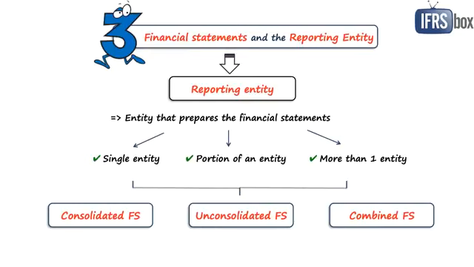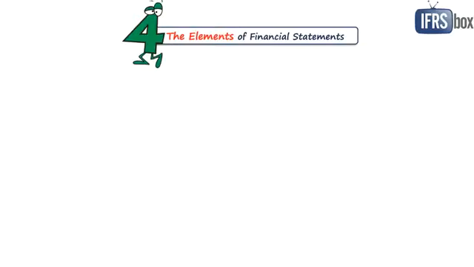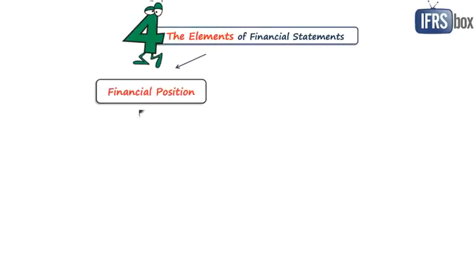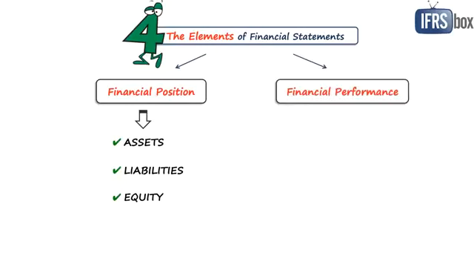Chapter 4 is about elements of the financial statements, and they can relate to the financial position. Here we have assets, liabilities, and equity. And other elements relate to financial performance, and these are income and expenses. And then the framework defines each element and provides examples. It is a very extensive chapter full of details and lays a good foundation to build upon.